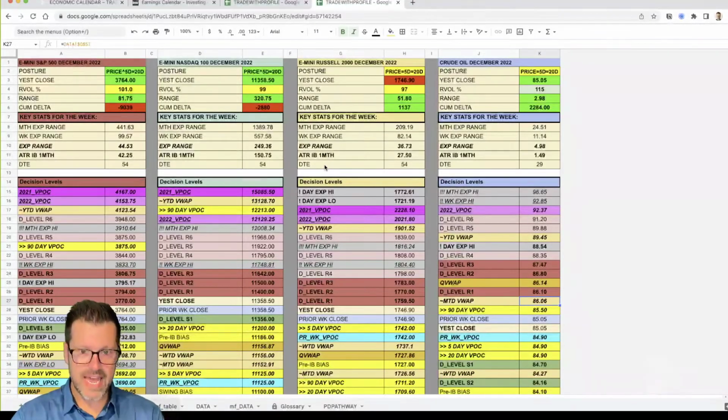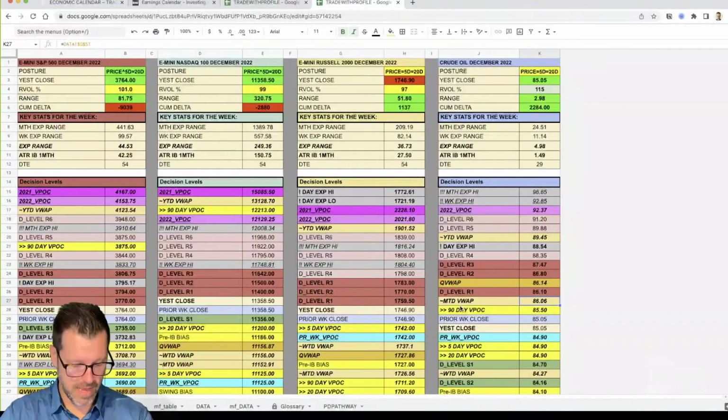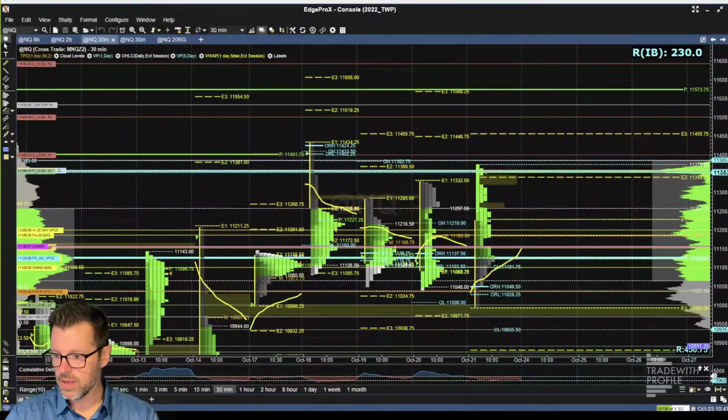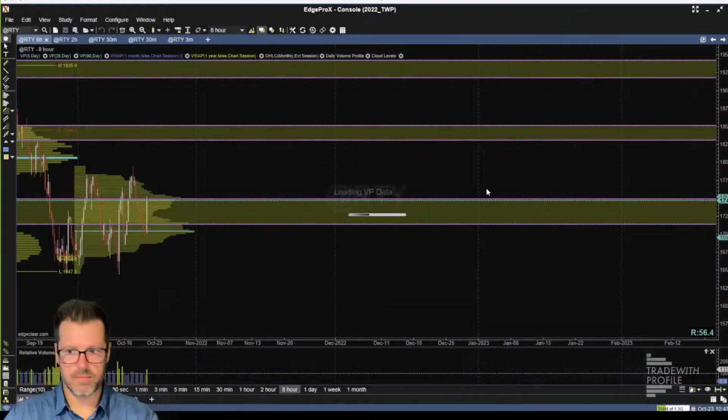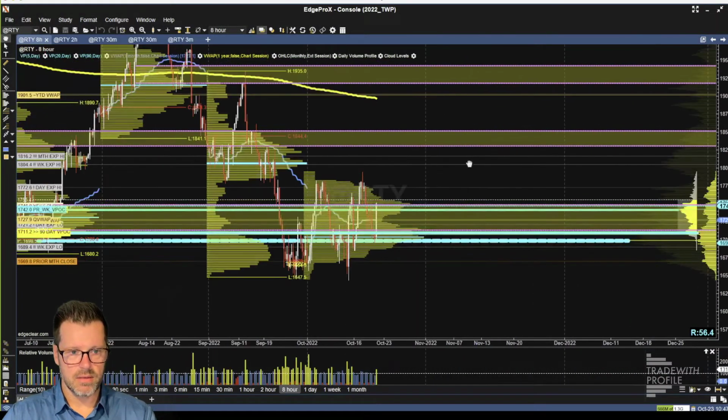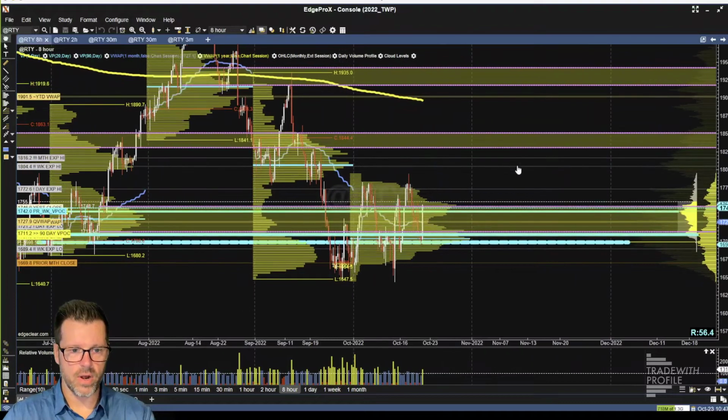Okay, so next with that, we're going to get back over here and talk about the Russell and get an idea of what's happening in a product that's not quite as correlated as the NASDAQ and the ES is, and gives us a different way to pay attention to what's in play. And just loading some data here real quick. All right, where are we?